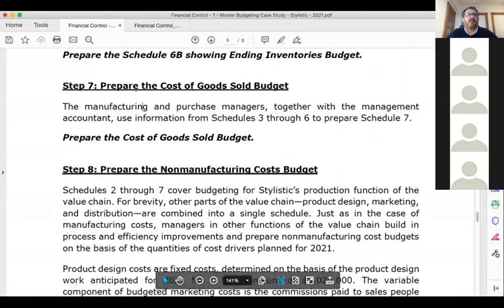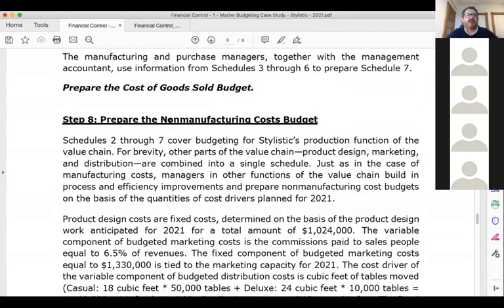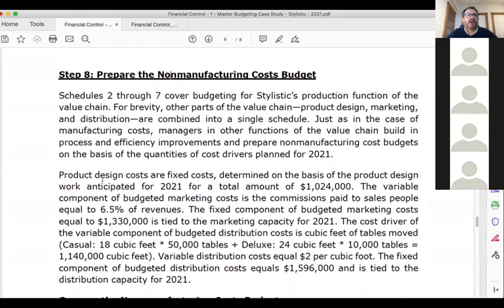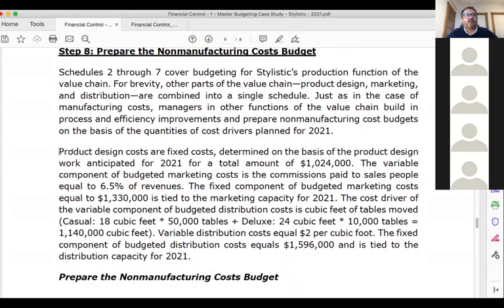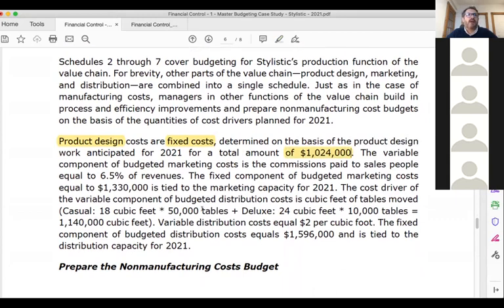So we are done with step 7. So now we prepare the non-manufacturing cost budget. So we have information. So product design first. Fixed cost, determined on the basis of the product design work anticipated for 2021 for a total amount of 1,024,000. So for the product design, only fixed cost 1,024,000.